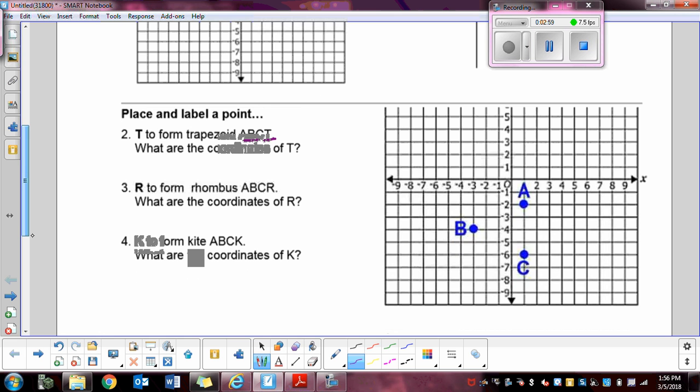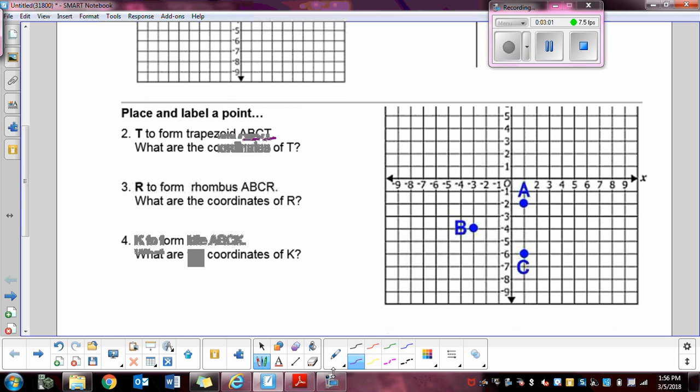All right, guys. It says place and label the point. We need to know the properties of a trapezoid for this one. In a trapezoid, one pair of opposite sides are parallel. So specifically, AB is going to be parallel to CT. They're going to have the same slope. So we're going to find the slope between A and B. The slope is rise 1, 2, 2 over run 1, 2, 3, 4. So my slope is 2 over 4.